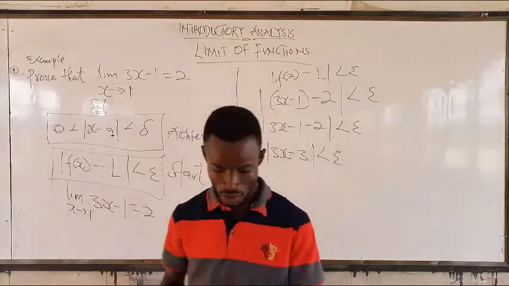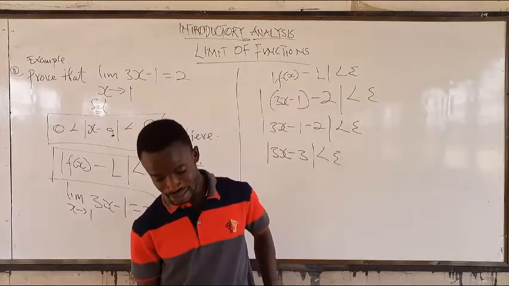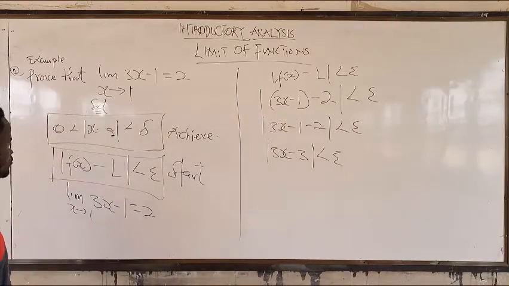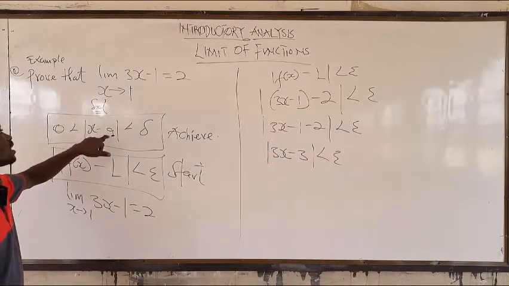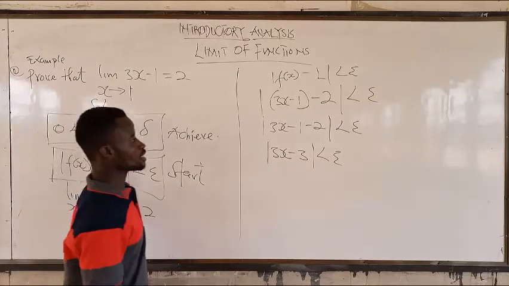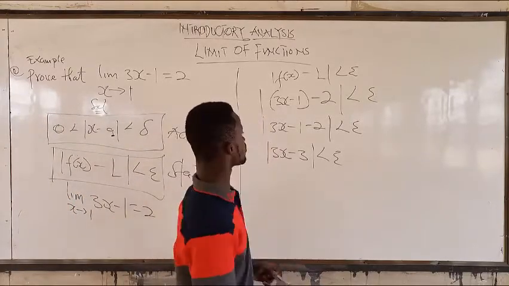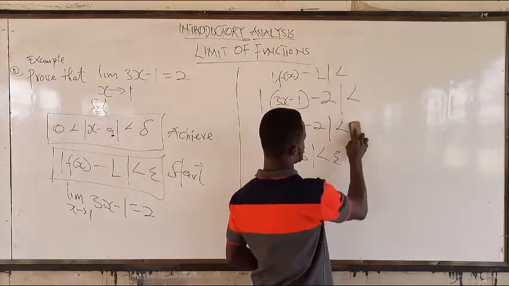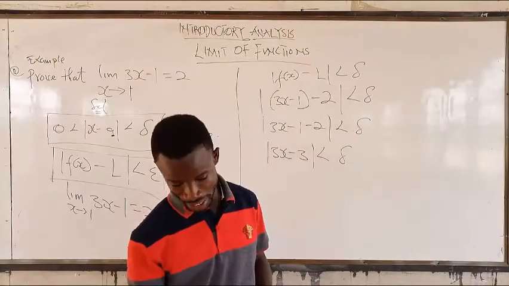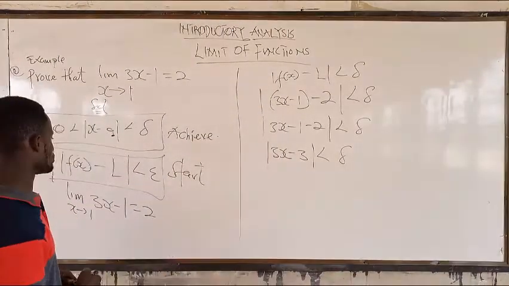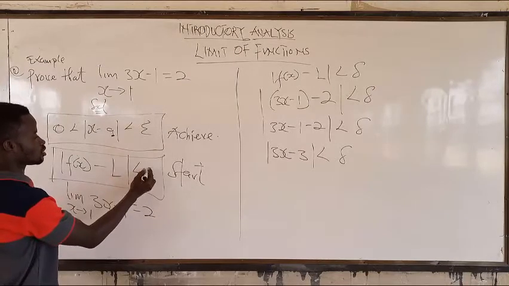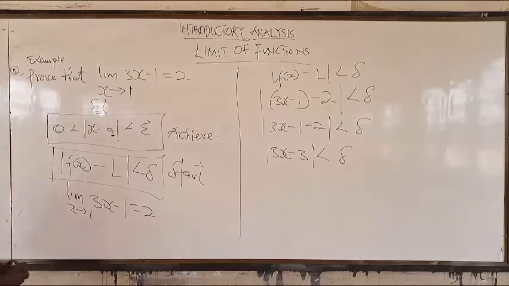So don't forget, what do we want to achieve? What we want to achieve is that we get |x minus the value that the limit is approaching|, which is 1. Alright? Very good. Oh sorry, here is supposed to be delta. So in that place supposed to be delta. Very good. This is supposed to be delta epsilon. Then this is supposed to be delta. Alright, so that is that.